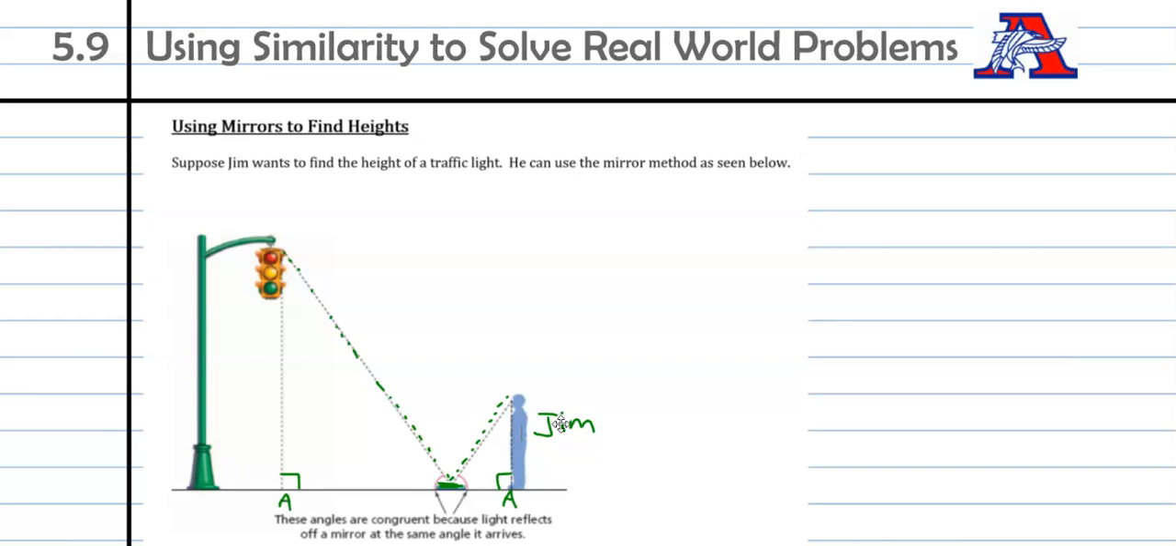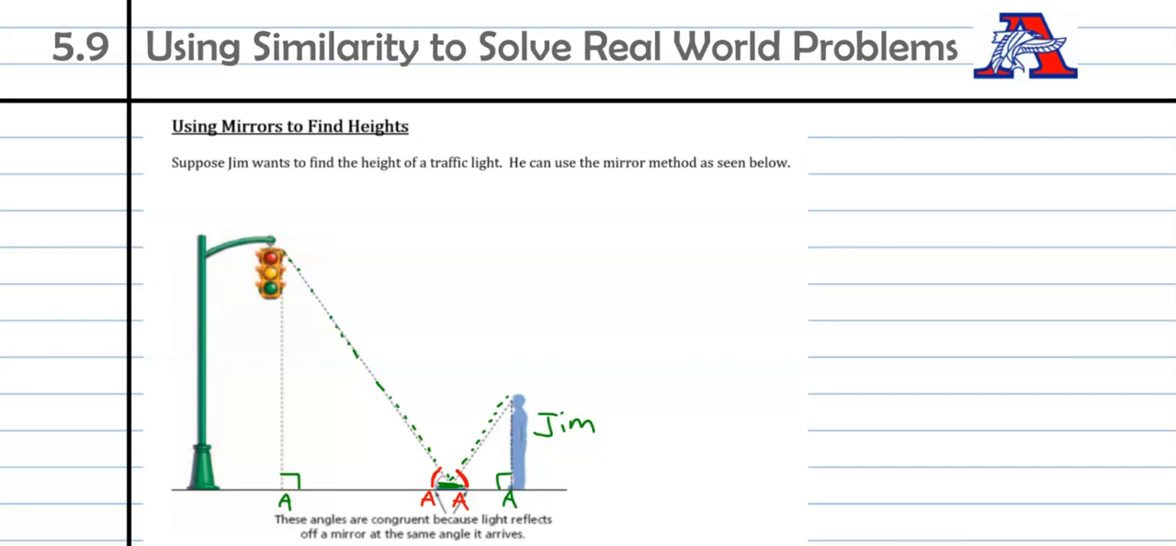And then also the angle that you are looking into the mirror at and the angle that the reflection goes up to the top of the traffic light is going to be the same. So it says on the bottom there, these angles are congruent because light reflects off a mirror at the same angle it arrives. So think about like you're playing pool. It's kind of the same idea. If you hit a pool ball into the wall, it's going to come off of the wall at the exact same angle that you hit it into. Same idea here. So because of angle, we have similar triangles.